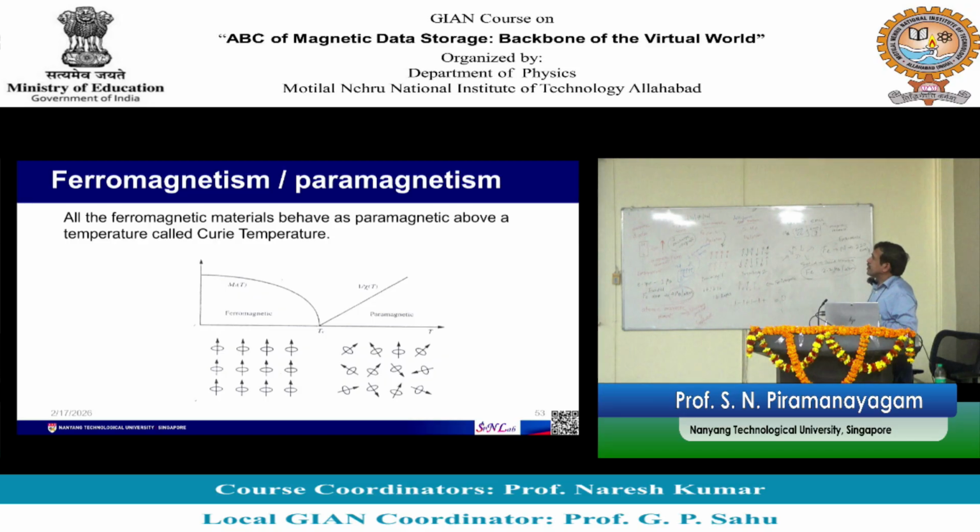So, I told you that above certain temperature, ferromagnetic materials will become paramagnetic materials. So, this picture shows what happens. So, in the x axis you have temperature, okay. Then in the y axis you have some other property here. On this side you have M. So, let me use the pen.